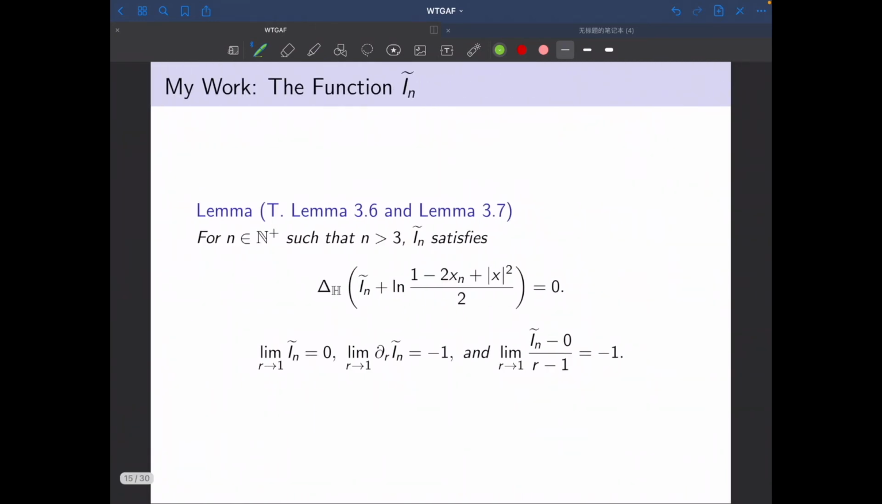From the inductive relation about I_n tilde, we can actually obtain a lot of information about the function. To begin with, I_n tilde adding a function natural log of something is going to be 0. Here I think of x as an element in B^n such that x equals x prime and x_n, and x_n will be between -1 and 1. And I can also obtain important boundary conditions about I_n tilde. In particular, it equals 0 on the boundary, and this too.